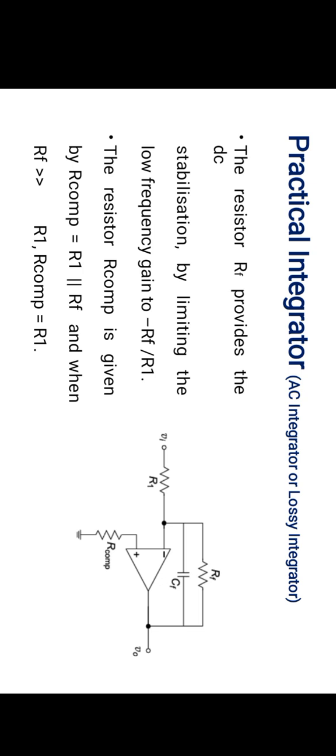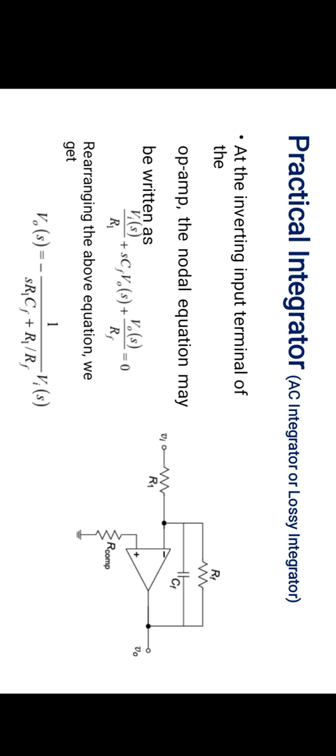The resistor RF provides DC stabilization by limiting the low frequency gain to minus RF by R1. The resistor combination is given by R comb equals R1 parallel RF, and when RF is greater than R1, R comb equals R1.